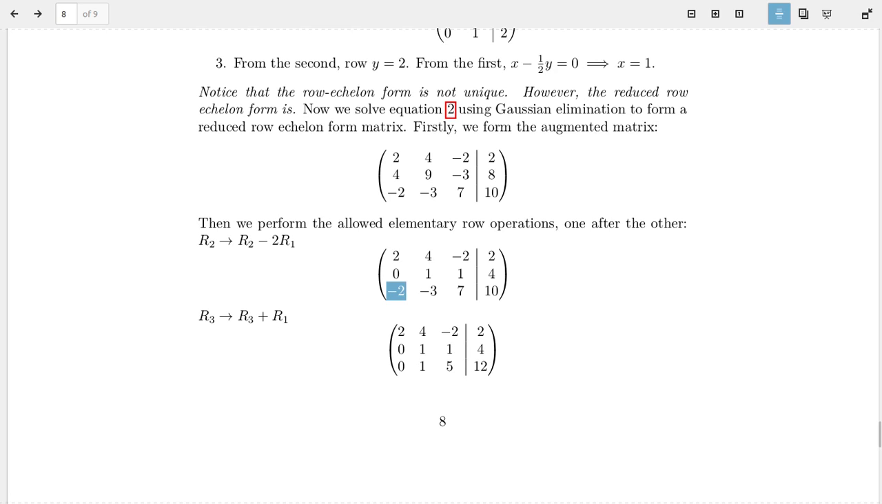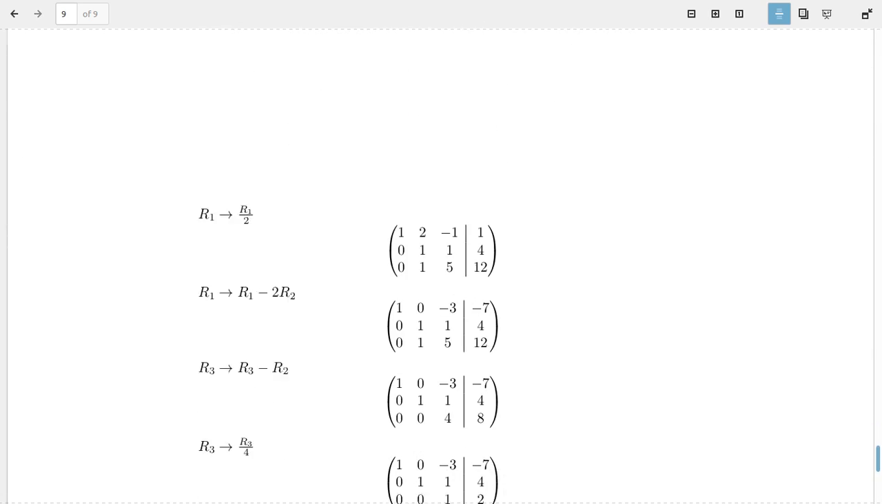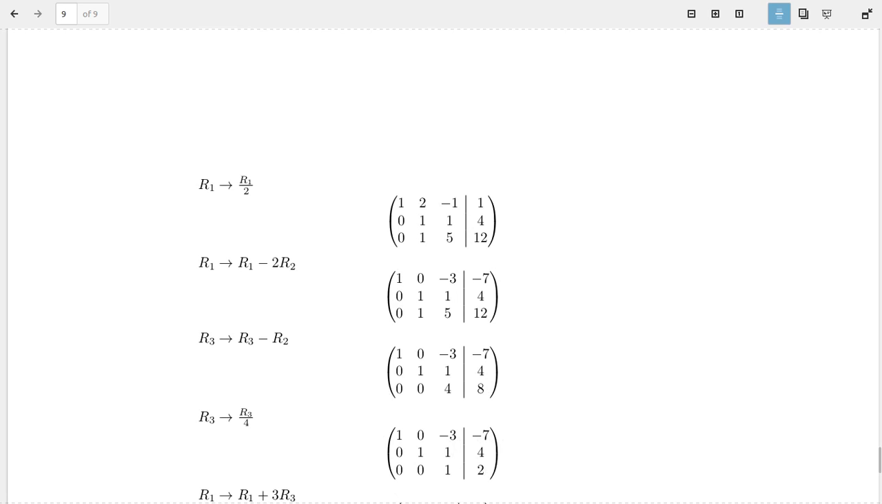10 plus 2, which is 12. Okay, so now R1 goes to R1 over 2, right? So remember, it was just 2, 4 minus 2, 2. So remember, the pivot points have to be 1. So this is why, and this is the pivot point of the first row. So I divided by 2 to make this 1. So I get 1, 2, minus 1, 1, right?